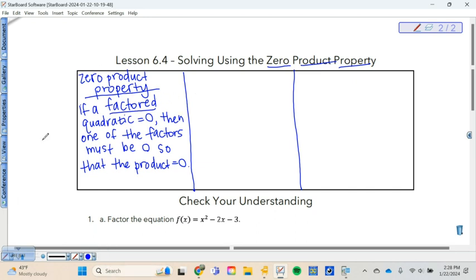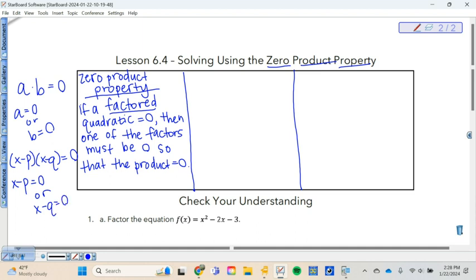And we use that, right? That's just saying if A times B equals 0, then that means A has to equal 0 or B has to equal 0. And the same is true when we have two factors. If x minus p times x minus q equals 0, then either x minus p is 0 or x minus q is 0. If two things are multiplied together and their product is 0, then one of the factors must be 0. And we use that to solve quadratics by factoring.